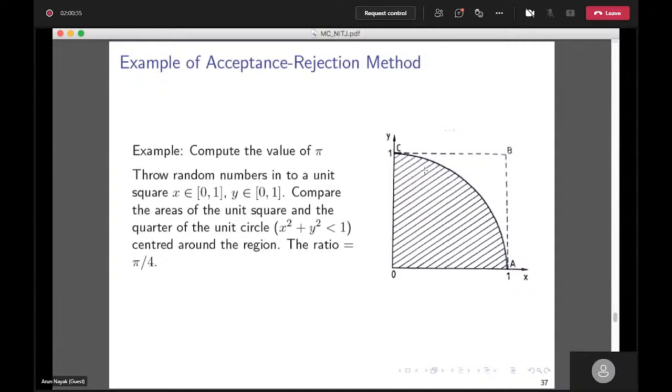So you generate two random numbers x and y between 0 and 1, and you only keep the numbers for which the condition x square plus y square is less than 1 is satisfied. Then count the number of points that satisfy this condition divided by the total number of points you generated. That ratio will give you pi by 4. As you go to a very large number of points, you will see that you get pretty close results.